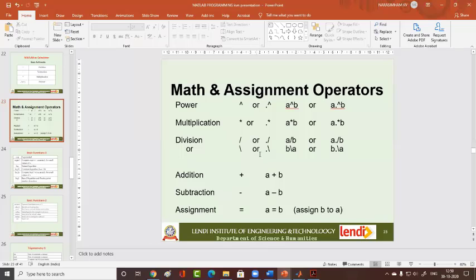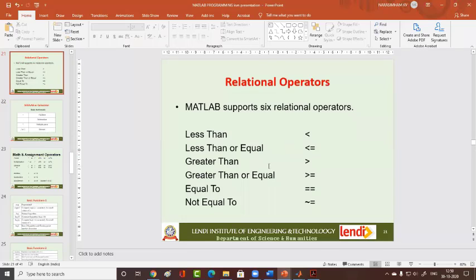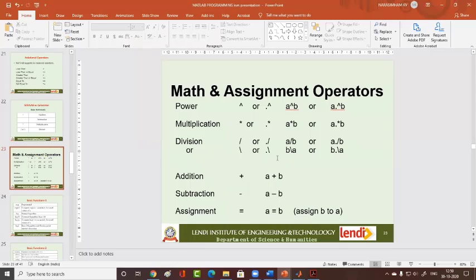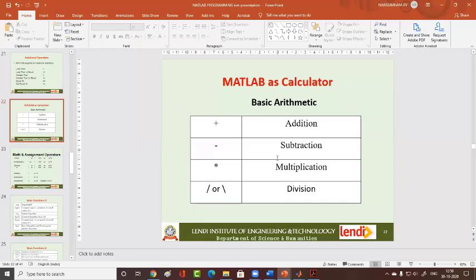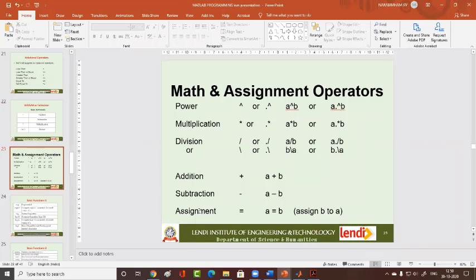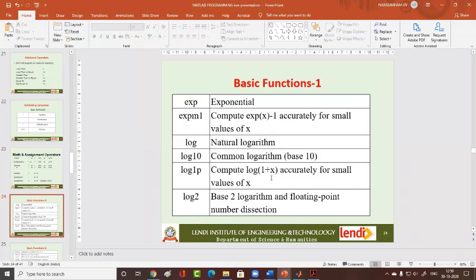arithmetical operators. Already we discussed the arithmetical operators. What are the arithmetical operators? The basic arithmetical operators are addition, subtraction, multiplication, and division. Now coming to the assignment operator, which is the equals to symbol. Already we discussed. Now coming to basic functions.